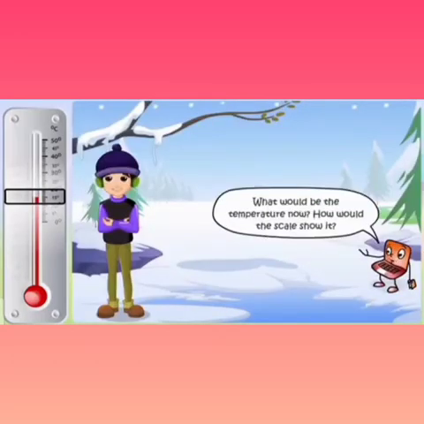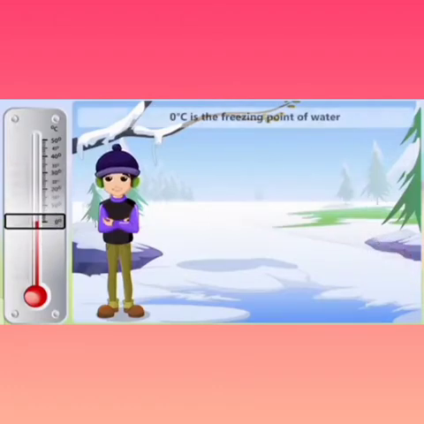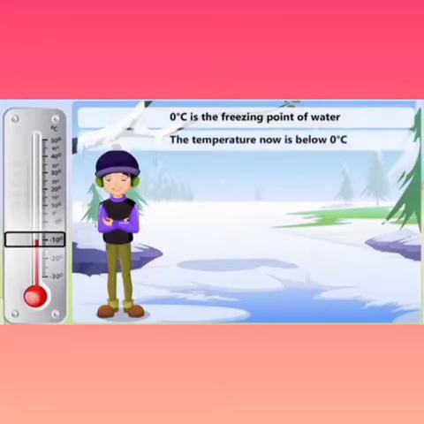What would be the temperature now? How would the scale show it? 0 degrees Celsius is the freezing point of water. Since we have snow everywhere, the temperature is now below 0 degrees Celsius. This is shown as a negative number with a minus sign, like minus 10 degrees Celsius.